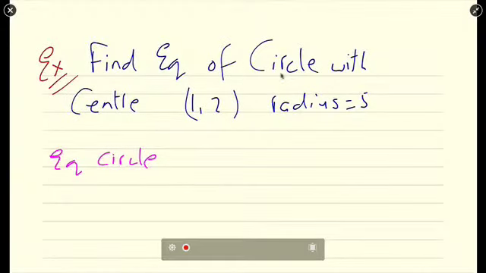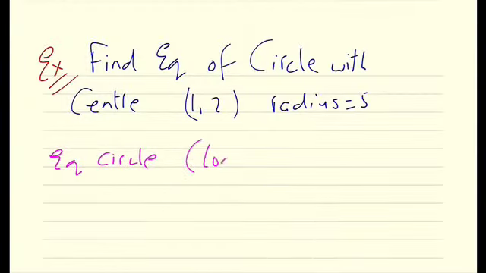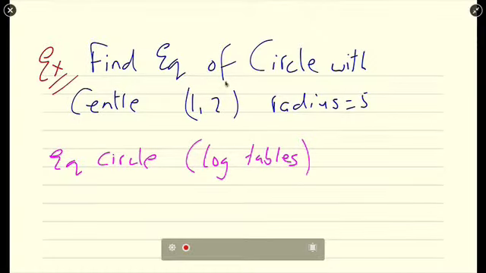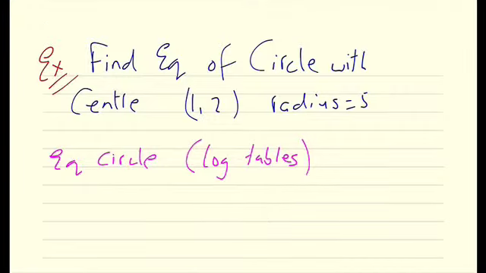Okay, find the equation of circle, center 1, 2, and radius equal to 5. The equation of the circle is in the log tables. The center of this circle isn't 0, 0, so this one's just a bit different. So this is on the log tables.